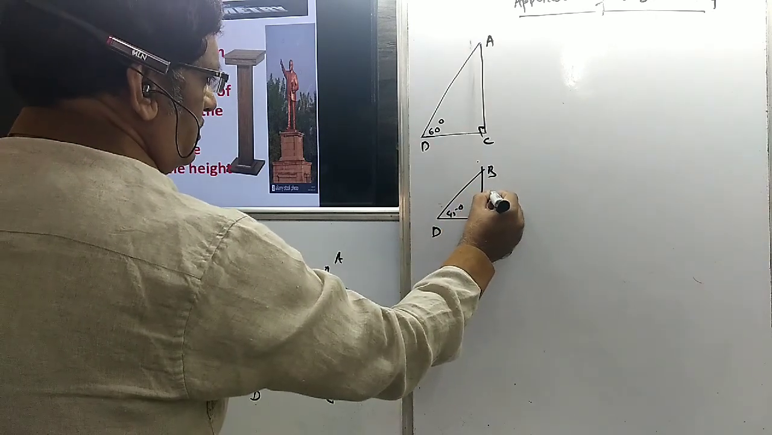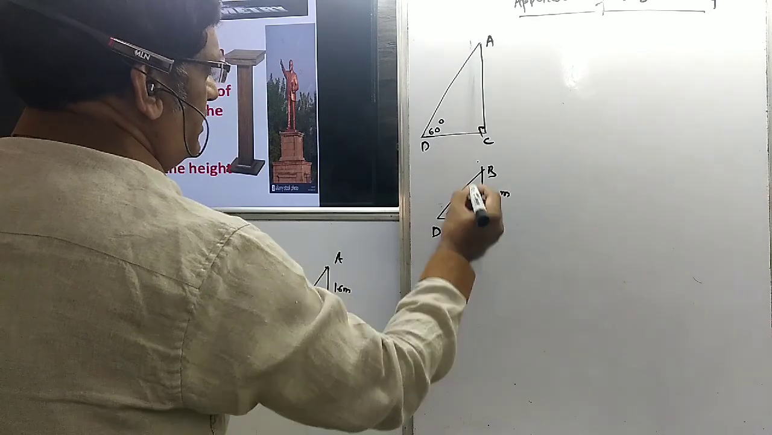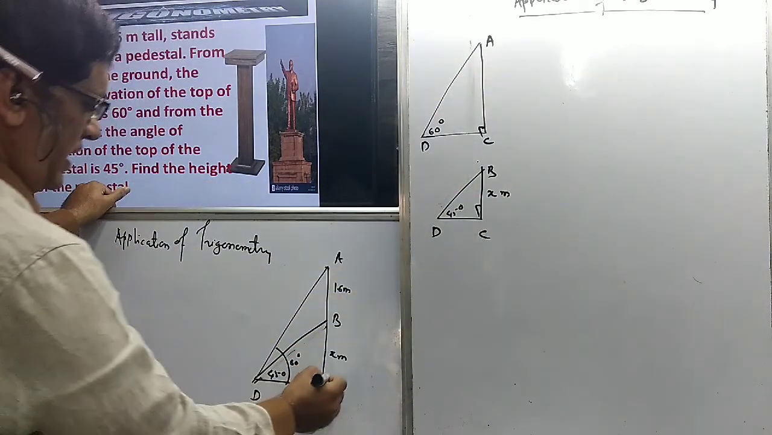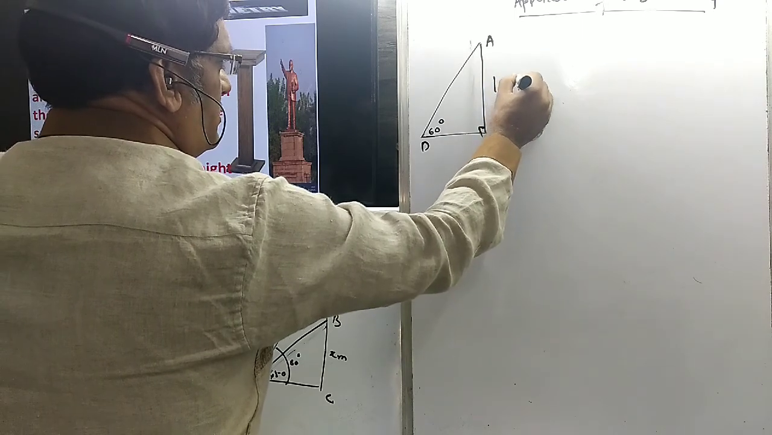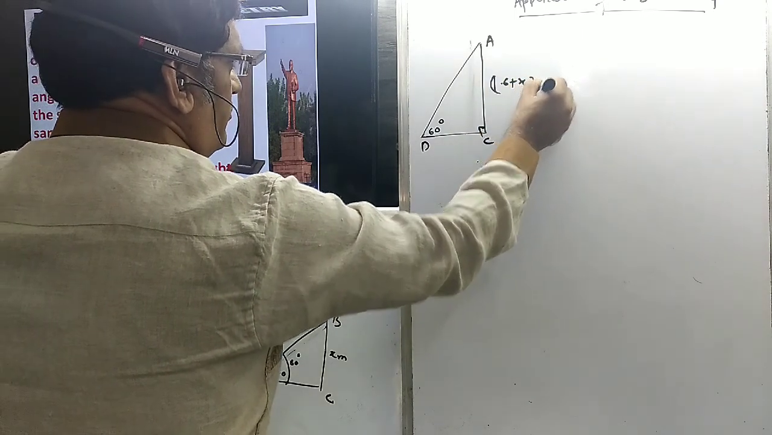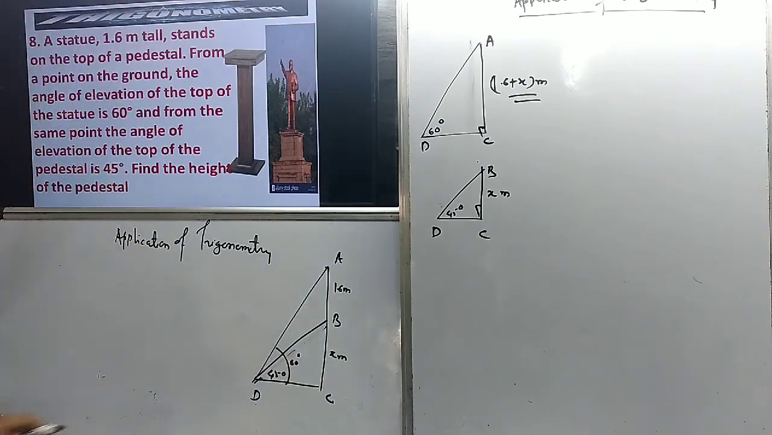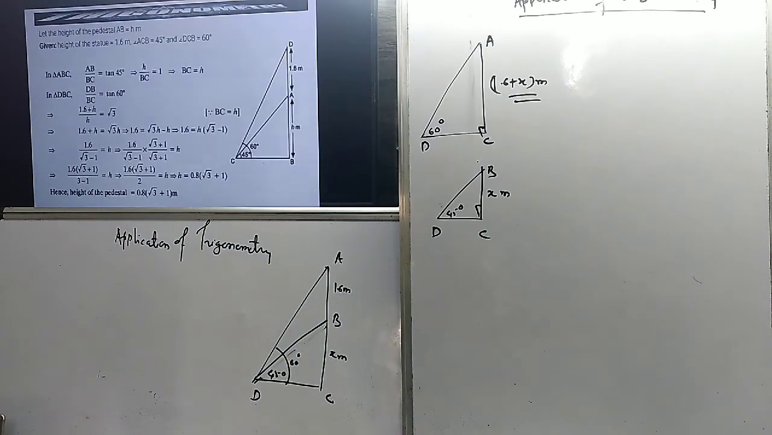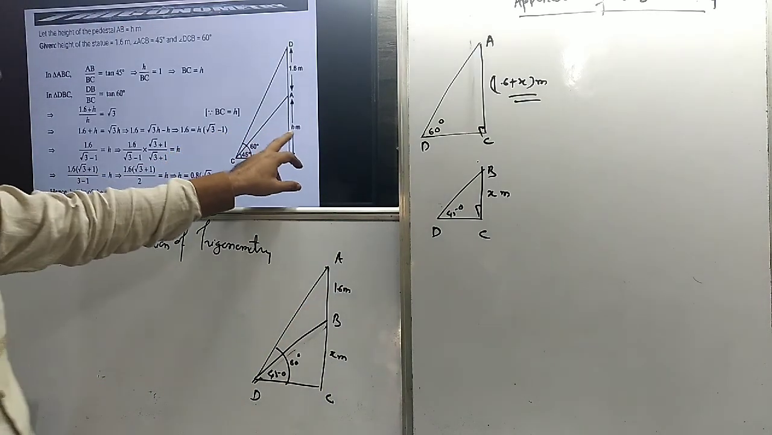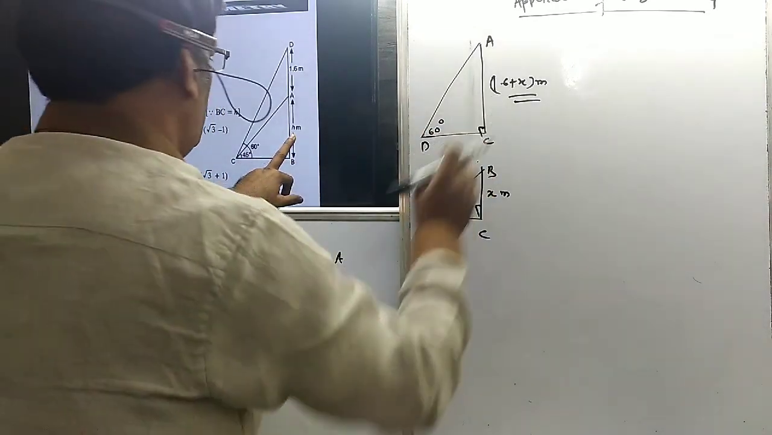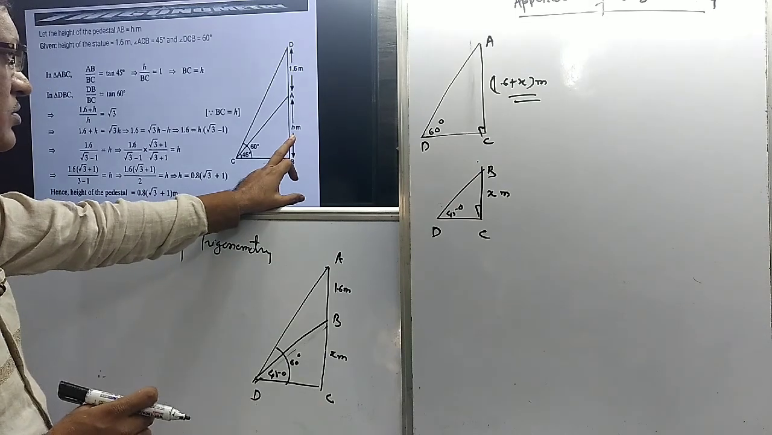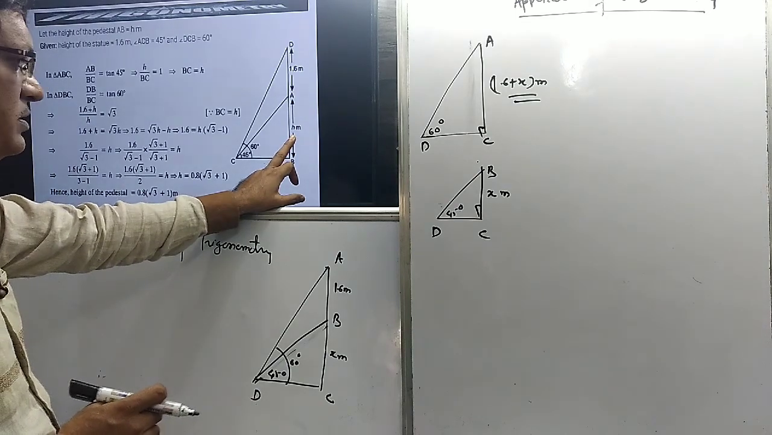Let us say the height of the pedestal is x meter. So the total height becomes 1.6 meter plus x meter. Now this is the condition. This is x meter, we have taken x meter. Here they take h meter, so we will find x for h.